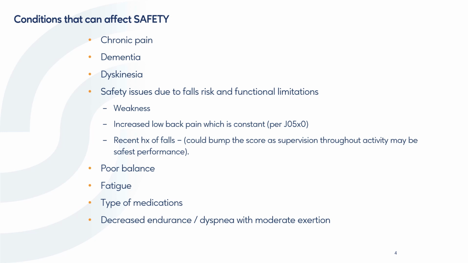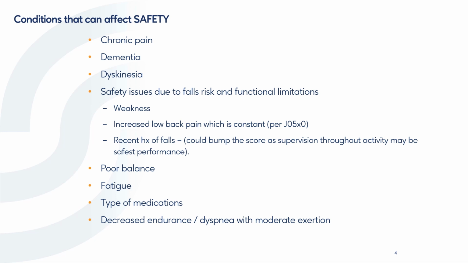There are conditions that can affect someone's ability to do something safely. Do they have chronic pain, dementia, dyskinesia? We have safety issues due to falls risk and functional limitations, such as weakness, increased low back pain, which is constant. How do those J05 items look with the three different levels of pain assessment, whether it be sleep, ADLs, or therapeutic activities? How is their recent history of falls? This might be changing your scores because supervision throughout the activity may actually be their safest performance.